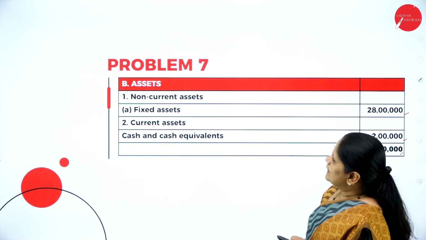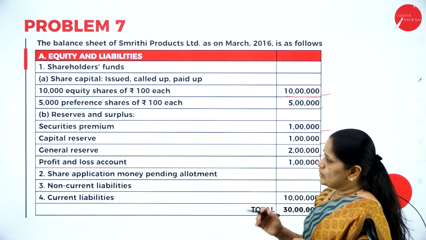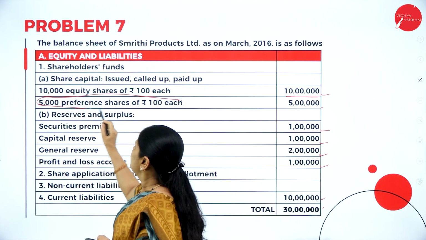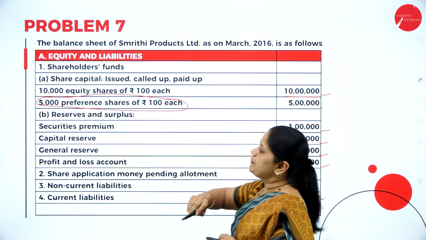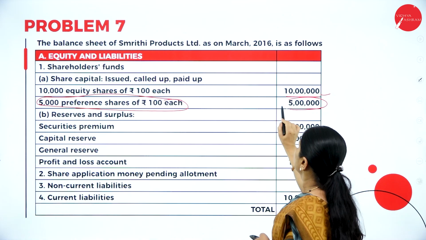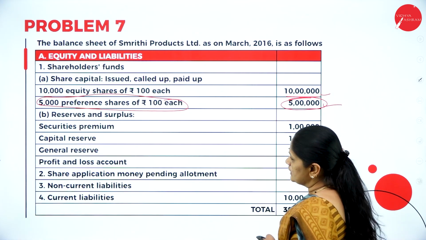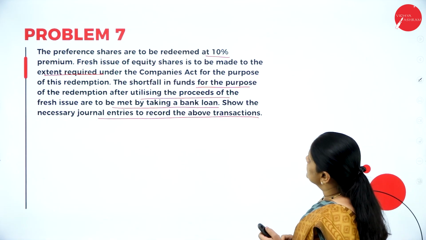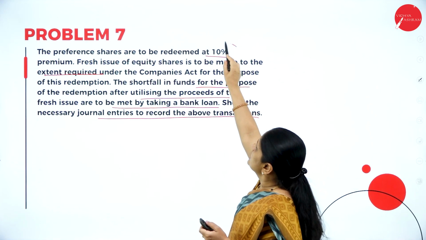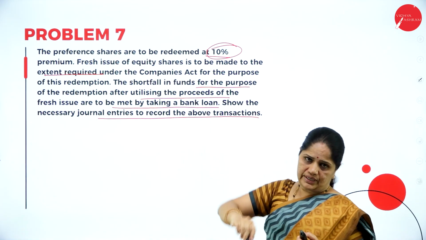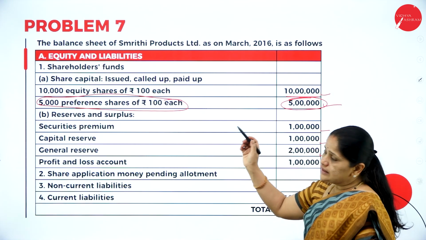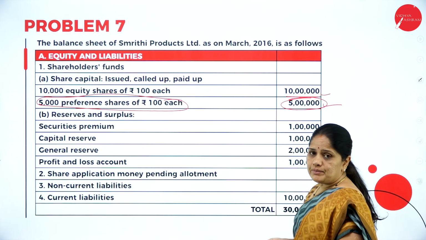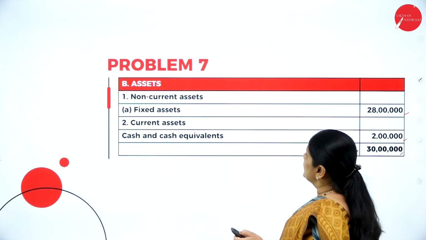So let us go back to the balance sheet here. For the purpose of redemption, we should consider this 5,000 preference shares of rupees 100 each, 5 lakhs. So this we have to consider. And then next thing is whether the redemption is at a premium. Yes, it is at a premium of 10%. So here the preference share capital is 5 lakhs. So there is a premium of 10%. So we will make a note of that.